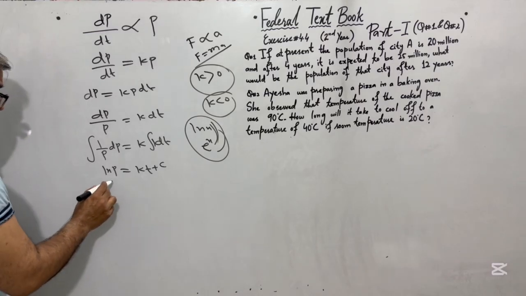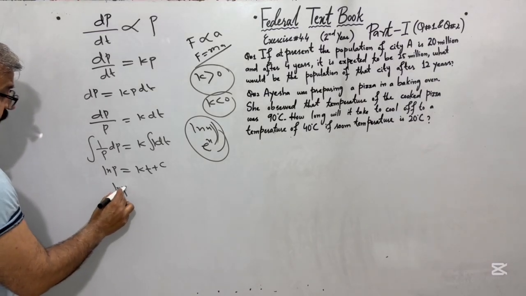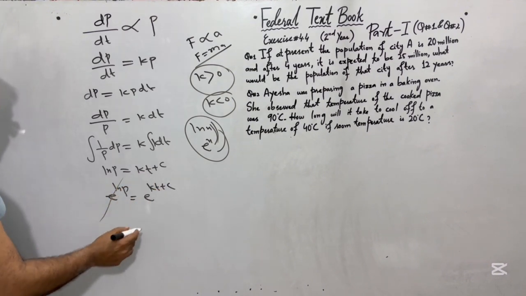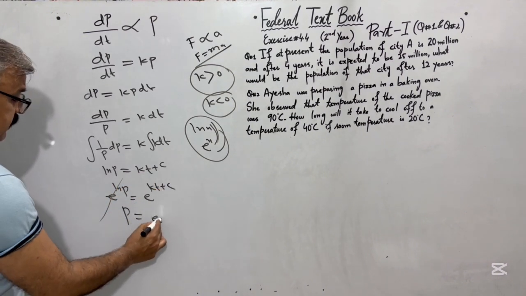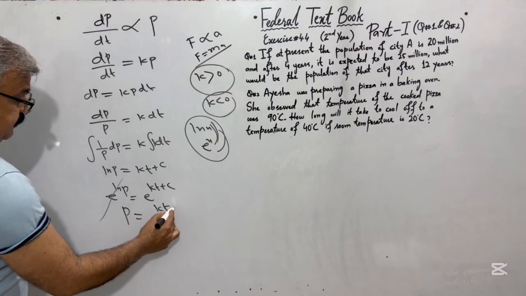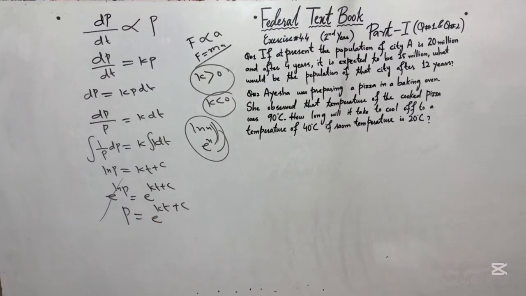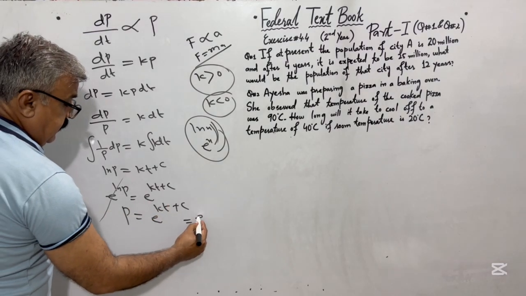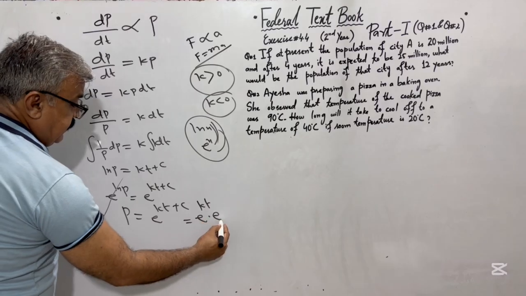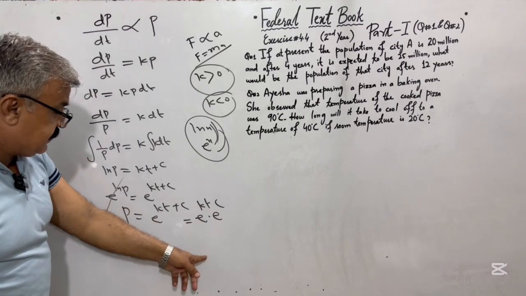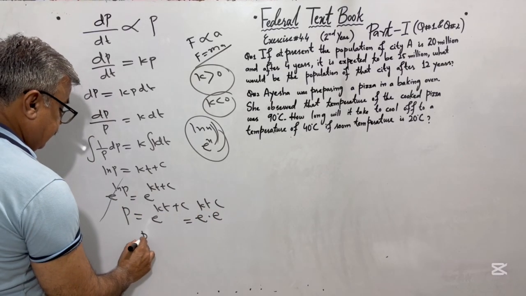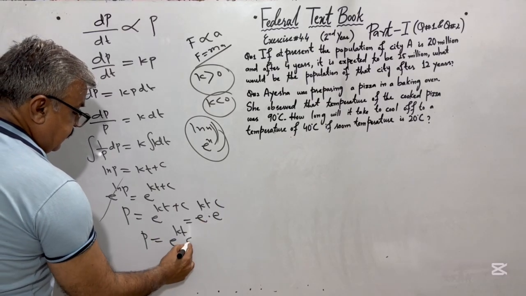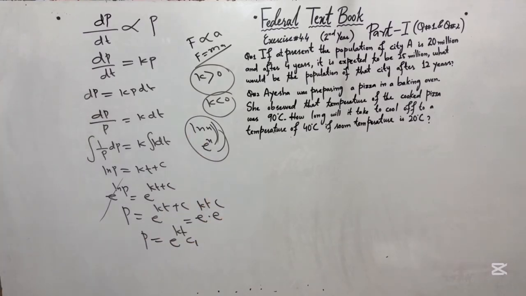To get rid of ln, take e as a base. e raised ln P equals e raised kt plus c. We have P is equal to e raised kt plus c. Making life more simple, this can be written as e raised kt times e raised c. e raised c is a pure constant. I can write this as e raised kt times another constant, say c1.